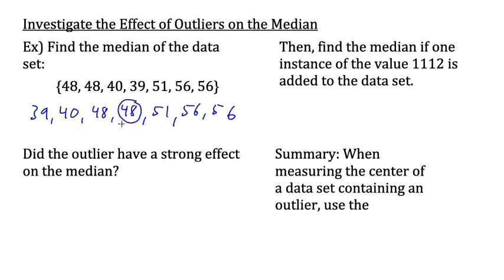In this case, there's one middle number, so the median is 48. Now we're going to add an instance of the value 1112 to this data set. So same data set, we just have an extra number, and we'll find the new median.